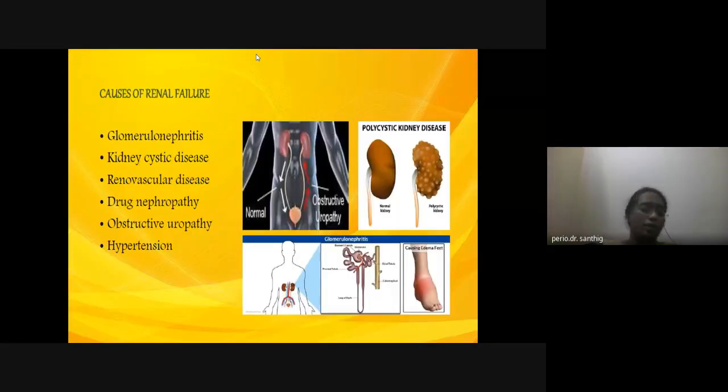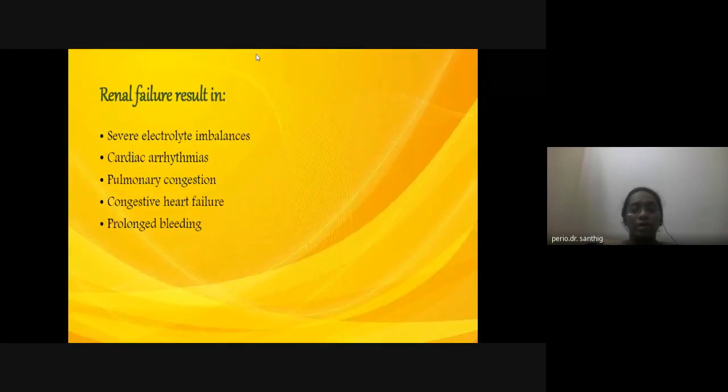Next is renal diseases. For patients with renal diseases, what are the different causes of renal failure? Glomerulonephritis, kidney cystic disease, renovascular disease. What are the different conditions or diseases related to the kidney that can cause renal failure? Drug nephropathy, obstructive uropathy, and hypertension. The result of renal failure is severe electrolyte imbalance in the body. Patients can see cardiac arrhythmias, pulmonary congestion, congestive heart failure, and prolonged bleeding.